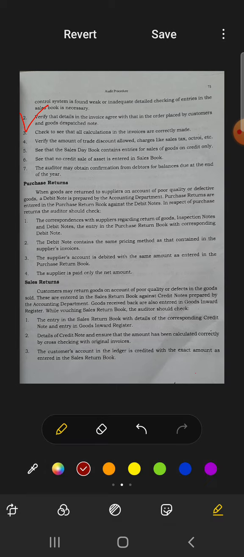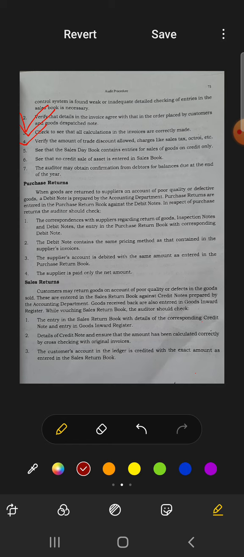The fourth one is to verify the amount of trade discount allowed, sales tax charged, etc. While making the credit sales, whether trade discount is allowed, or how much sales tax or octroi is paid, and whether it is clear, proper and correct, all those are checked by the auditor.